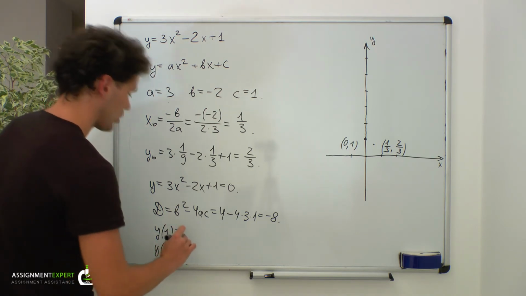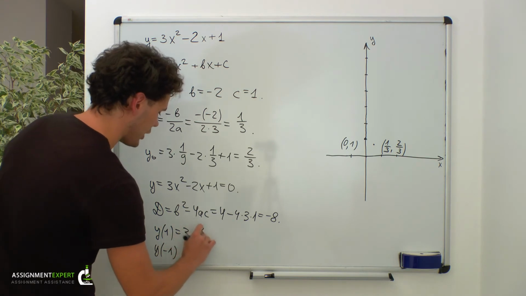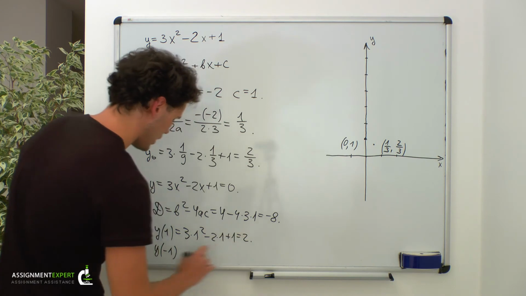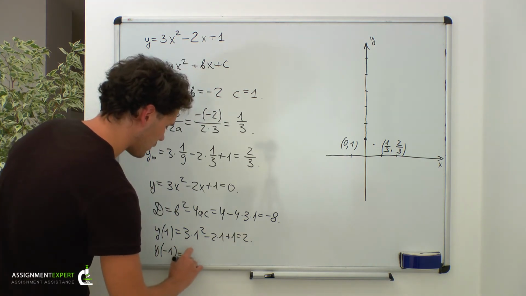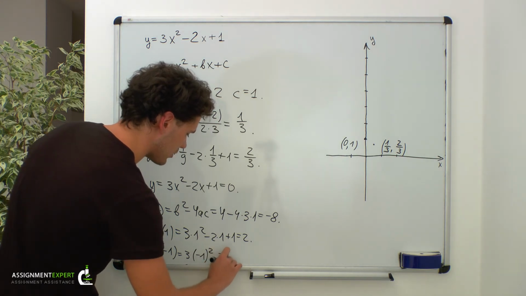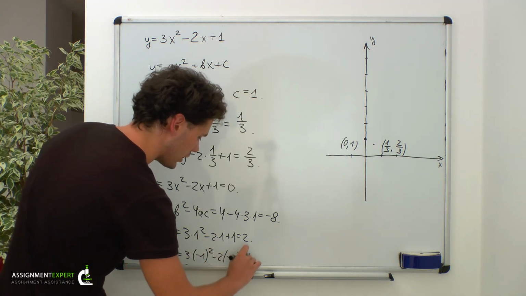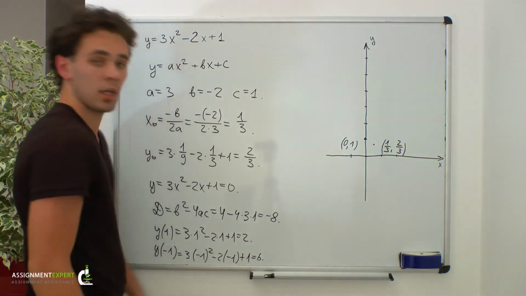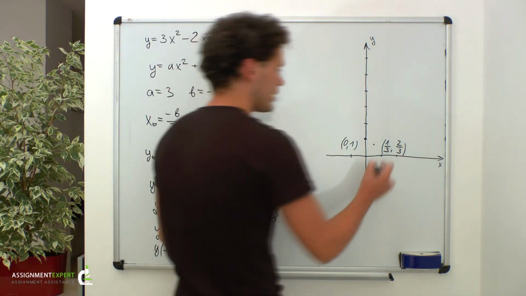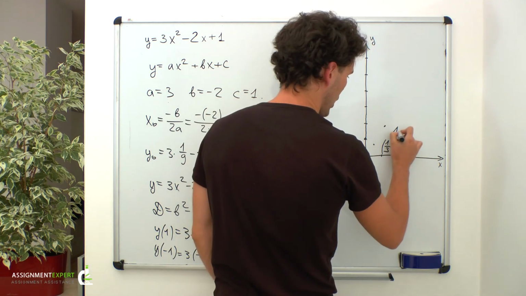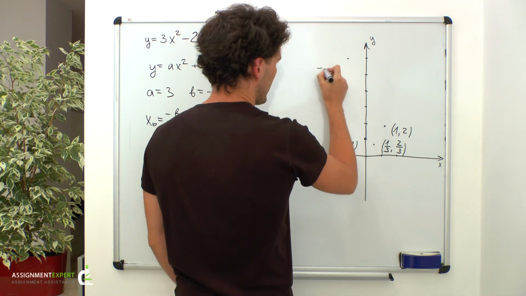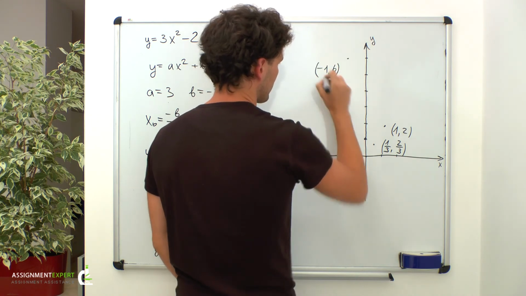y of 1 equals 3 times 1 squared minus 2 times 1 plus 1 and equals 2. And y of -1 equals 3 times (-1) squared minus 2 times (-1) plus 1 and equals 6. So we obtained 2 more points. Let's mark them on our graph. One is over here at the point (1, 2). And the other is up here at the point (-1, 6).